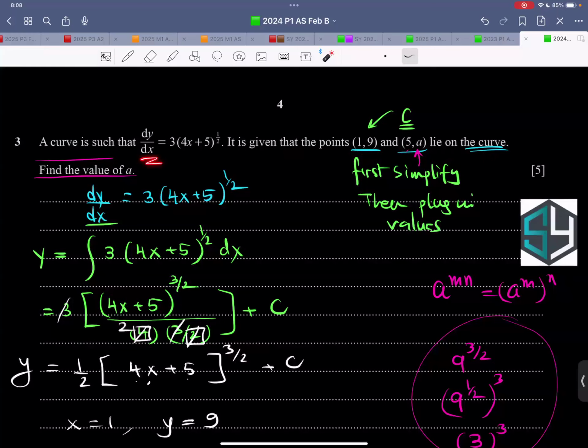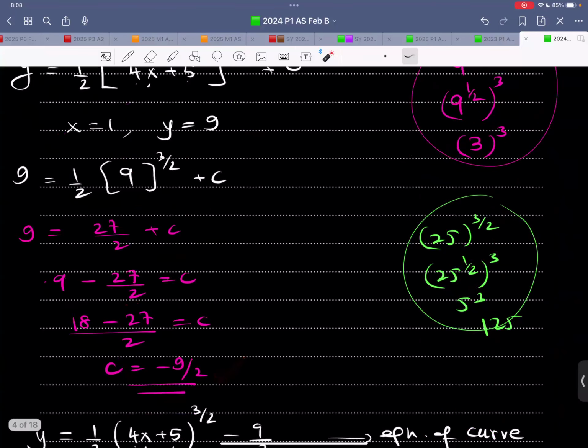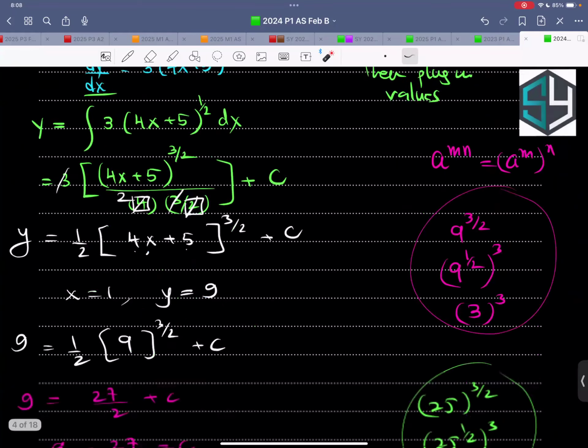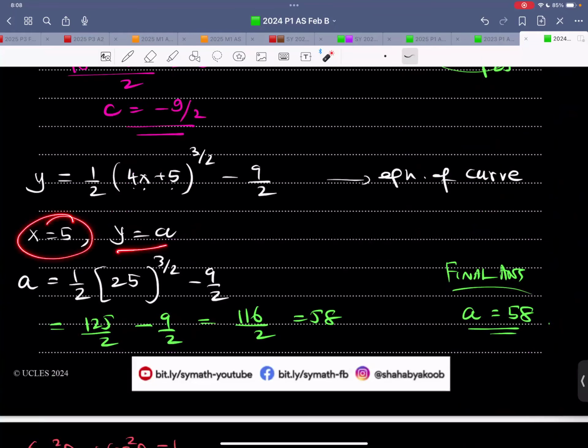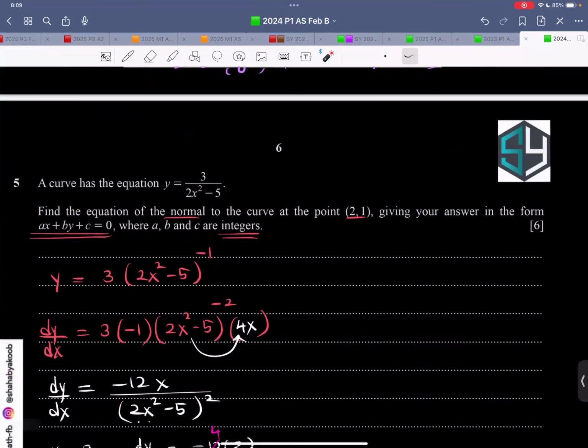Now this is the gradient function. You need the equation of the curve, so integrate. This is to be done using chain rule. First simplify, then plug in the values. Once it's simplified, plug in 1 and 9, evaluate C, and that's the equation of the curve. And the next point is 5 comma a. That means when x is 5, the value of y is a, and you evaluate. Sometimes you get a non-traditional answer. Sometimes you don't expect that the answer will be so big, but just trust your working. We talked about this thing.